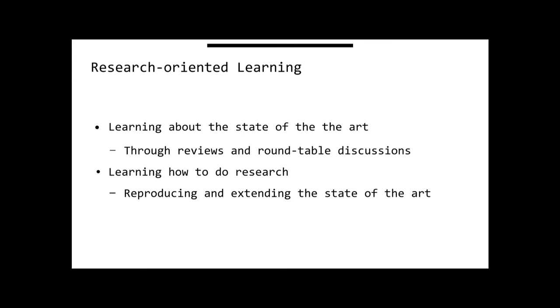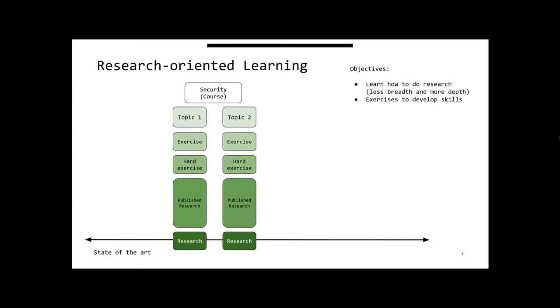The other objective is learning how to do research. This is where they start by reproducing the state of the art and also extending it. This I'm going to focus on a little bit more. So in this research-oriented learning format, you focus on one or two topics that you really care about, and you try to go really deep. So here you have maybe less breadth, but more depth. And the exercises here are there to develop the skills.